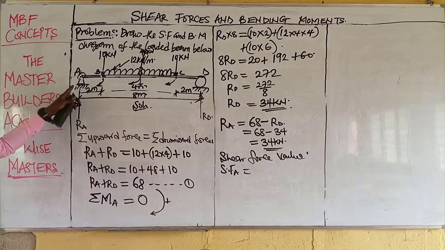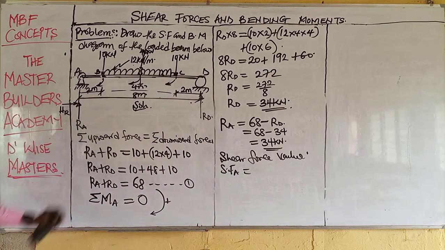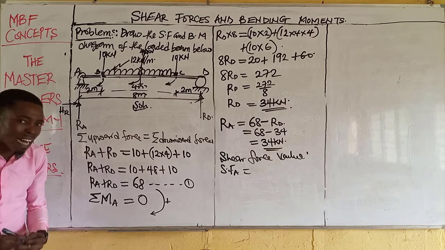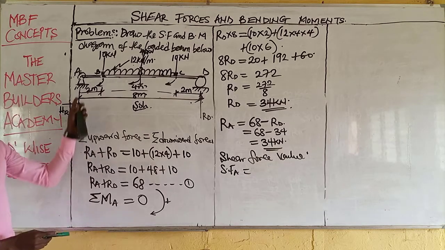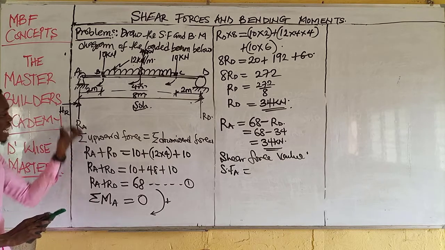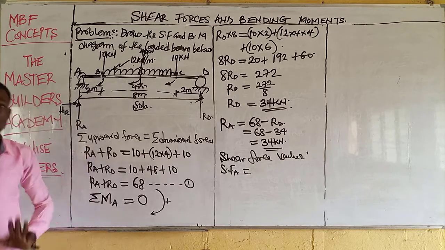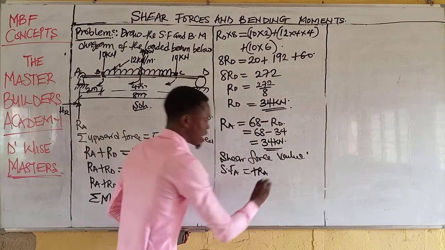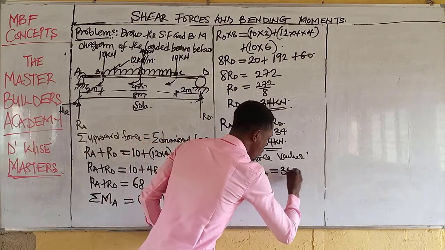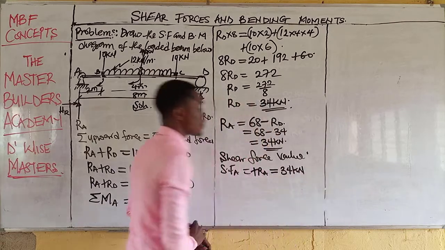Now, shear force at A. We start our analysis from A. The shear force at A, being the starting point, is equivalent to the reaction at A. This should be noted. The shear force at A is equal to the reaction at A. And what's the reaction at A? Reaction at A is 34. That is the shear force at A.